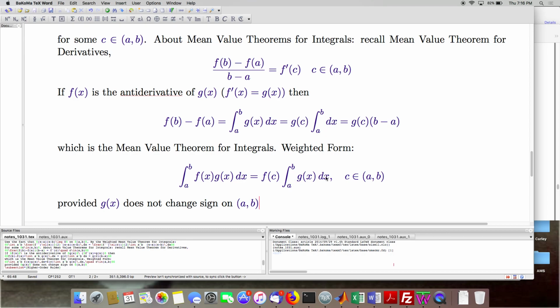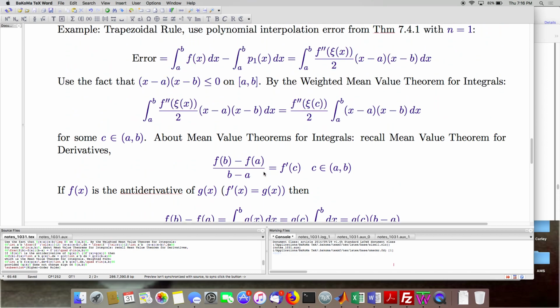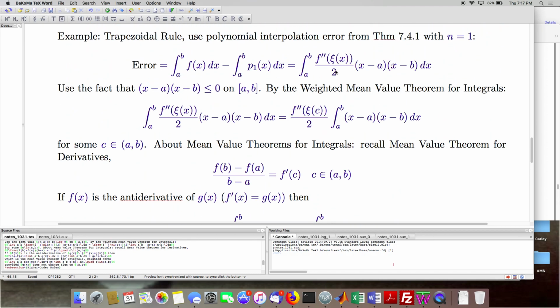So this is a theorem that's good to know anyway. It'd be quite convenient for things like error analysis. So that's what I've used here for the trapezoidal rule. I had this integral, and because this part doesn't change sign, I'm allowed to pull out the other part.